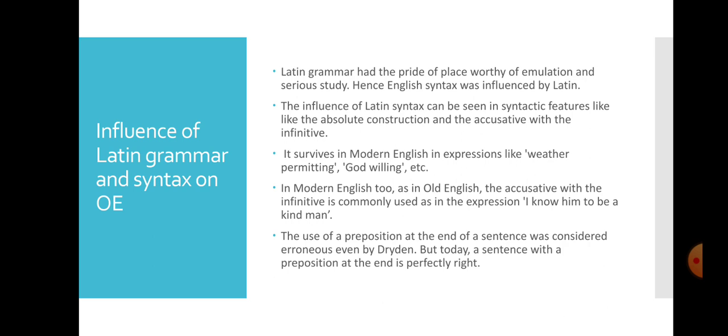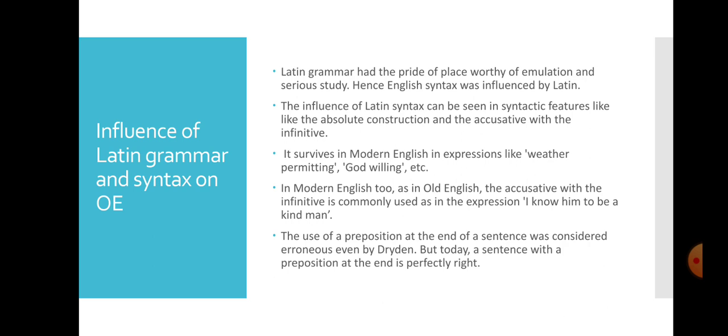Though absolute construction did not gain much currency during the Middle English period, it was there in Old English. This absolute participle was naturalized and fixed in English after the 1660s, that is after the Restoration period. It survives in modern English in expressions like weather permitting, God willing, etc.